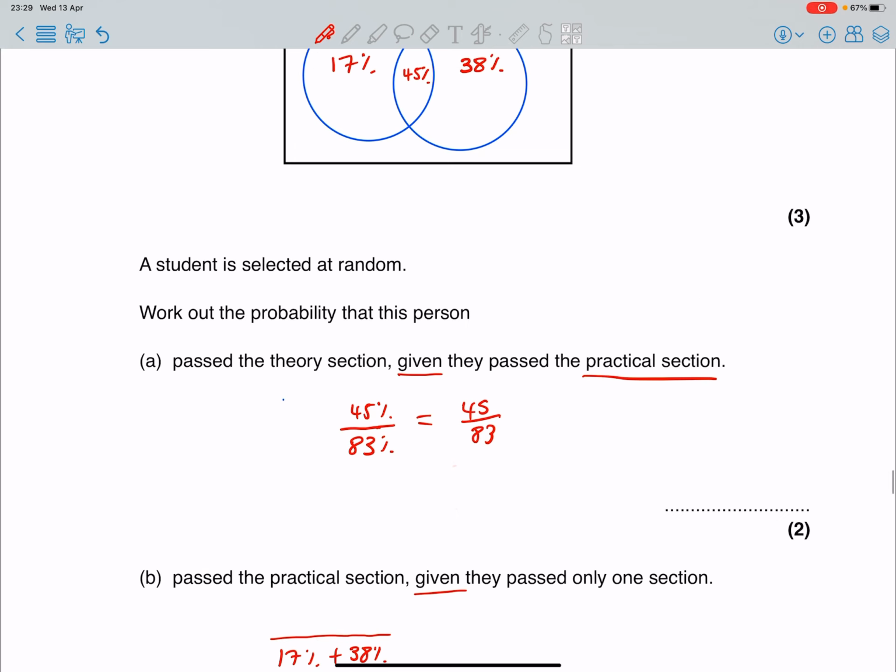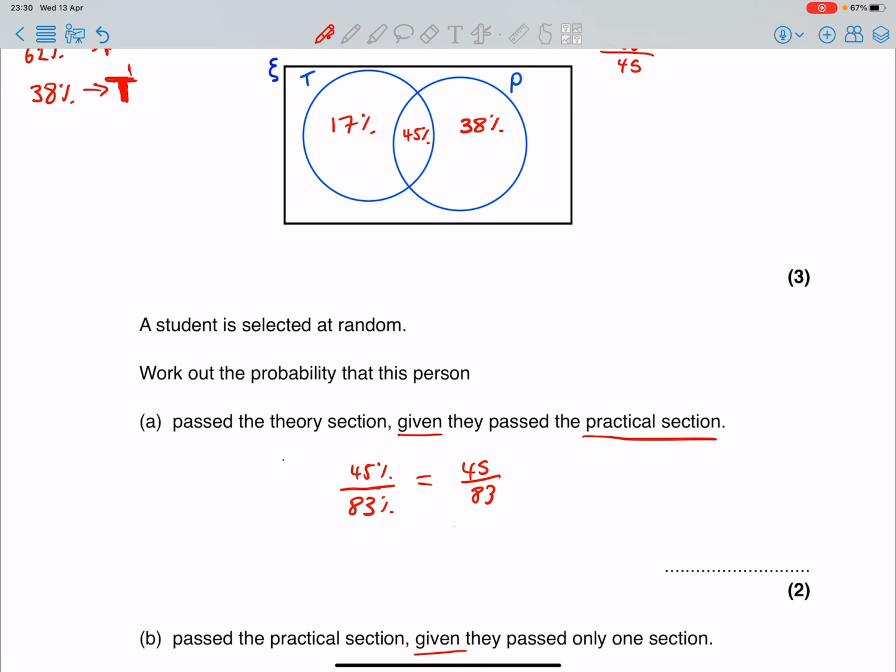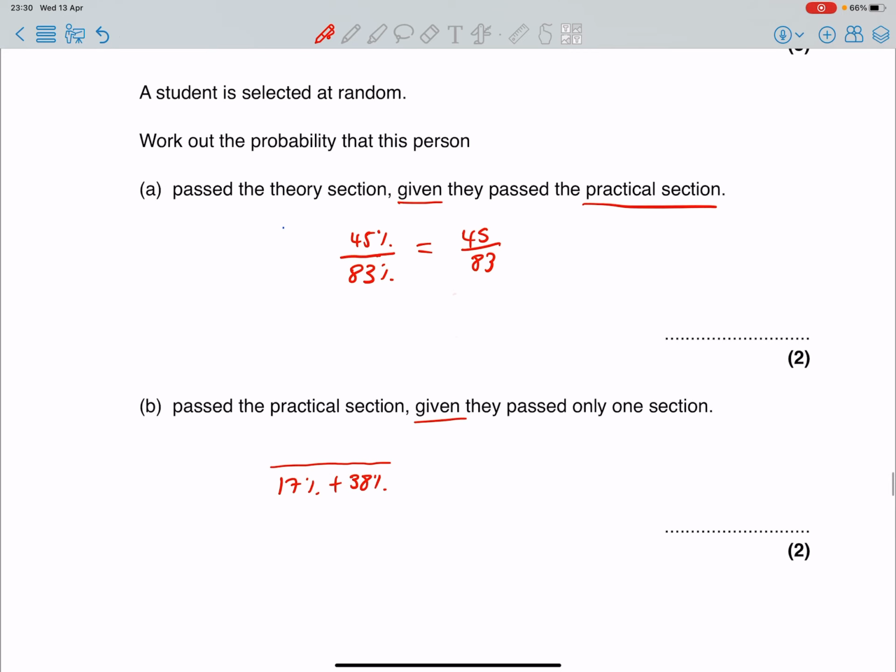Okay, and they passed the practical section. Well, which part is practical? We're not going to use this part because that's not in the sample space that we're considering. That part is not passing just one section, that is passing both. So the practical part is the 38%, so that is 38% up top.